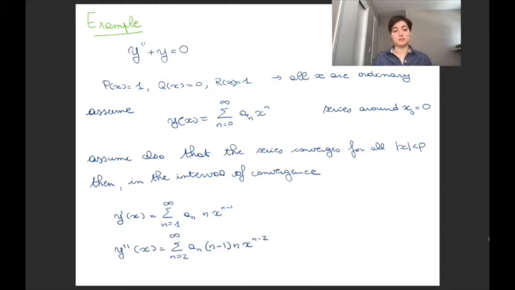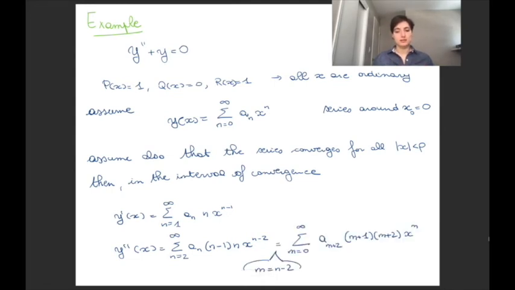And we do the same trick with the second derivative. So now we write y second equals a sum from n equals 2 to infinity of a_n times the derivative of x to the n minus 1, that is n minus 1 times n times x to the power n minus 2.